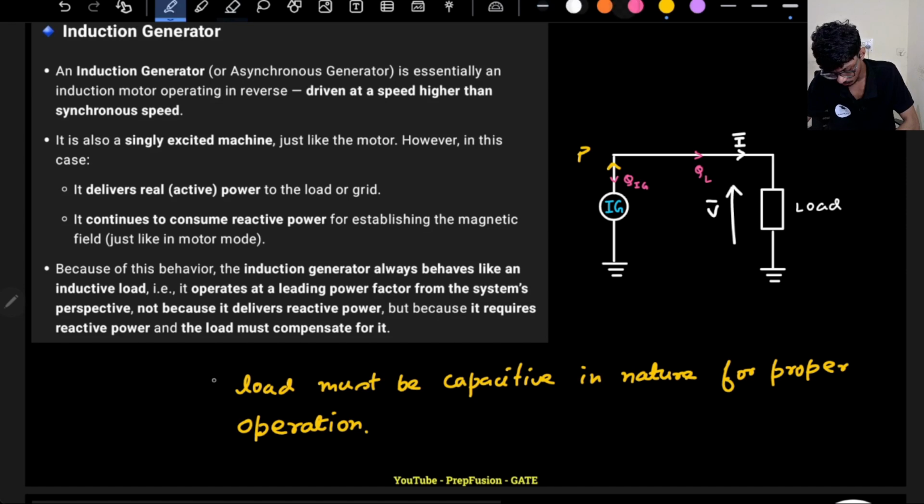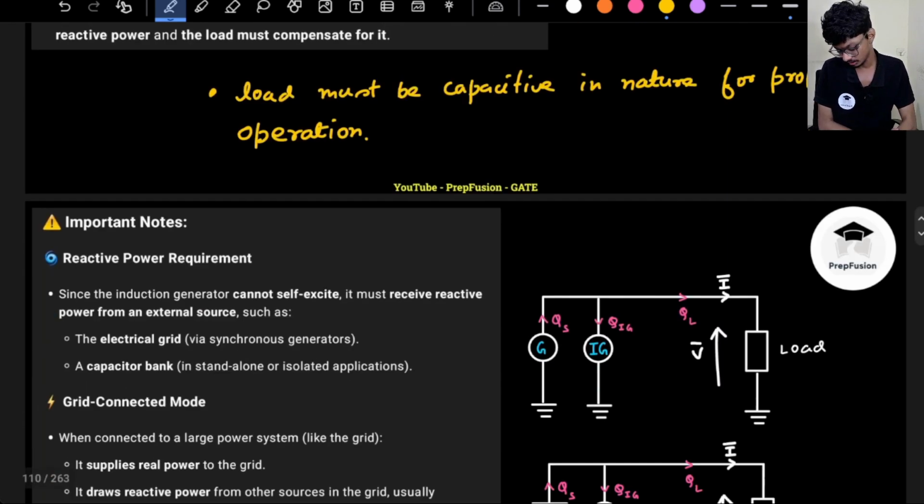So this is the most important point over here. I hope you have understood. This is the most important point, that the load must be capacitive in nature, right? So that's why you don't see induction generators everywhere else, because mostly our loads are inductive, right? And if my loads are inductive and if I am using an induction generator, it will simply not work, because it also needs reactive power. So simply it will not work. That is the problem over here. Okay. So I hope you have understood this point.